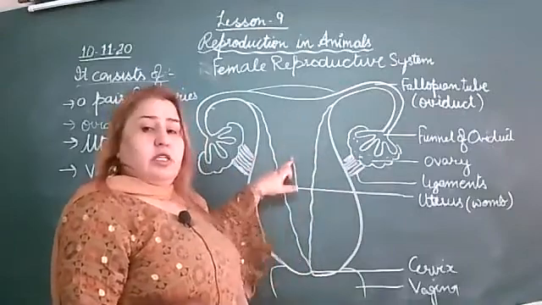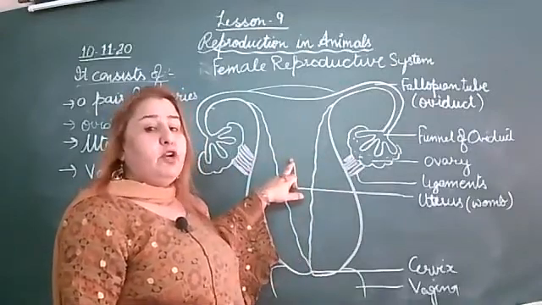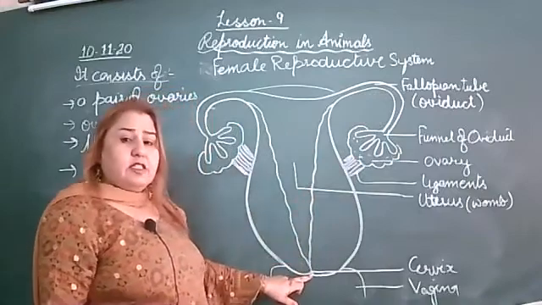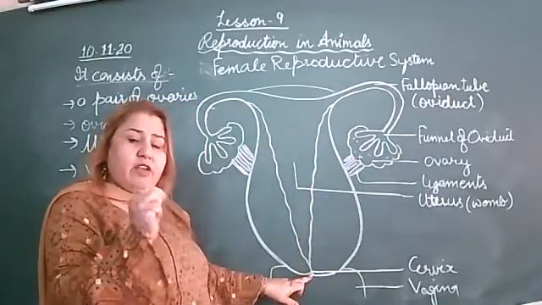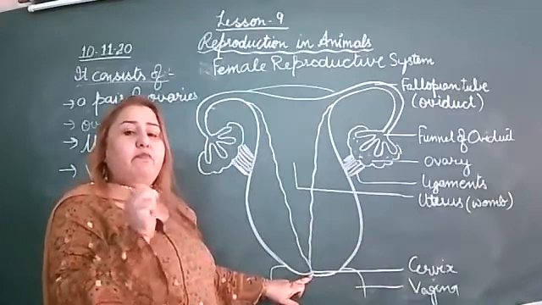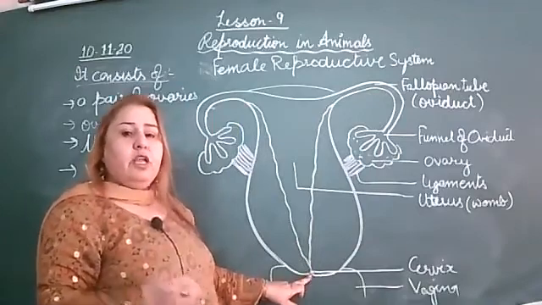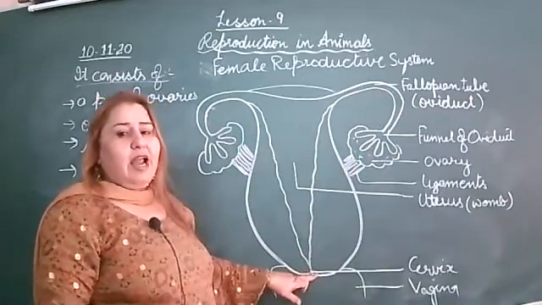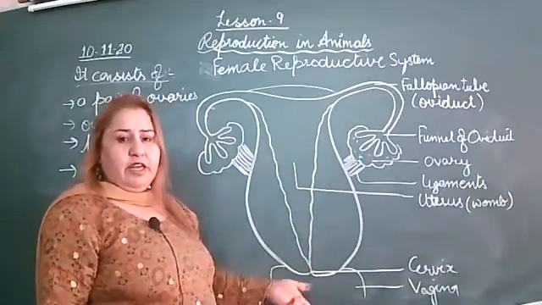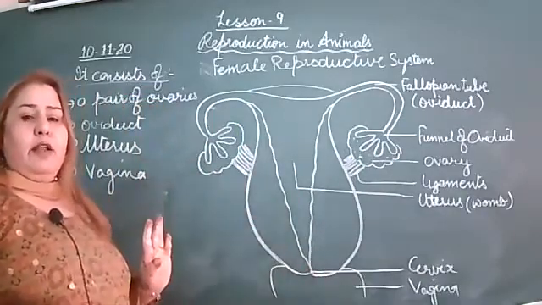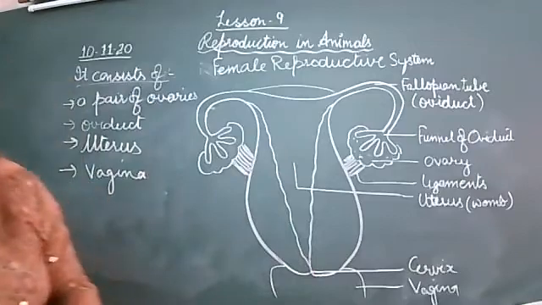Then this is the uterus or the womb, where the baby grows. Then the cervix, that is the small opening. It opens when the mother gives birth to the baby, but it also opens for the entry of the sperms. Then the vagina is the birth canal. This is all about the parts. Now we will explain them one by one.